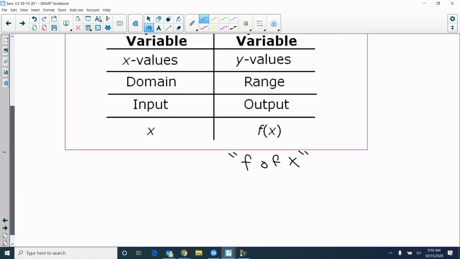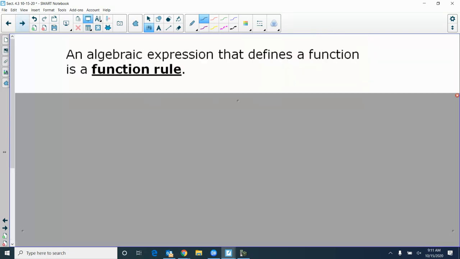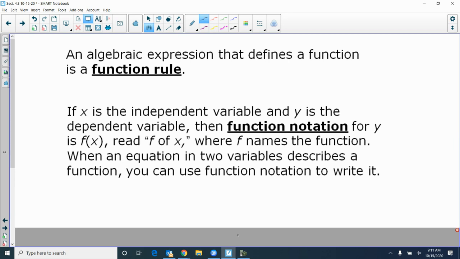Now, here's where we're heading. y equals 2x plus 5. If this is a function, we can say f of x equals 2x plus 5. It serves a similar role as y. We plug in x values, we get back f of x values. Would it still count if we put y equals? Not if I ask for a function, so it depends upon the wording. An algebraic expression that defines a function is called a function rule.